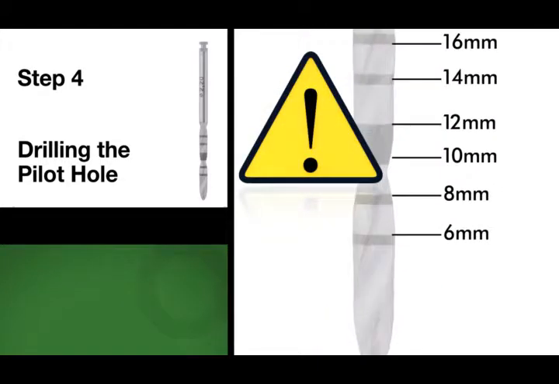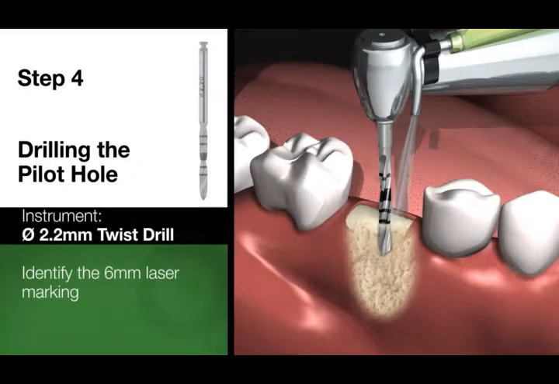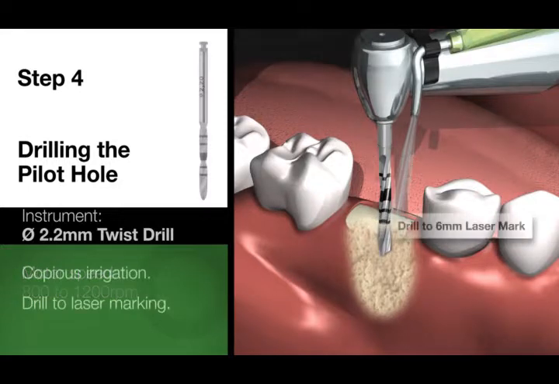It is important to note the surgical twist drills included within the Infinity OCTAGON surgical kit are approximately half a millimeter longer in apical length than what is indicated by the markings on the drill. Using the 2.2 mm twist drill, identify the 6 mm laser marking on the drill. With a motor speed between 800 to 1200 RPM and copious irrigation, drill to the 6 mm mark.